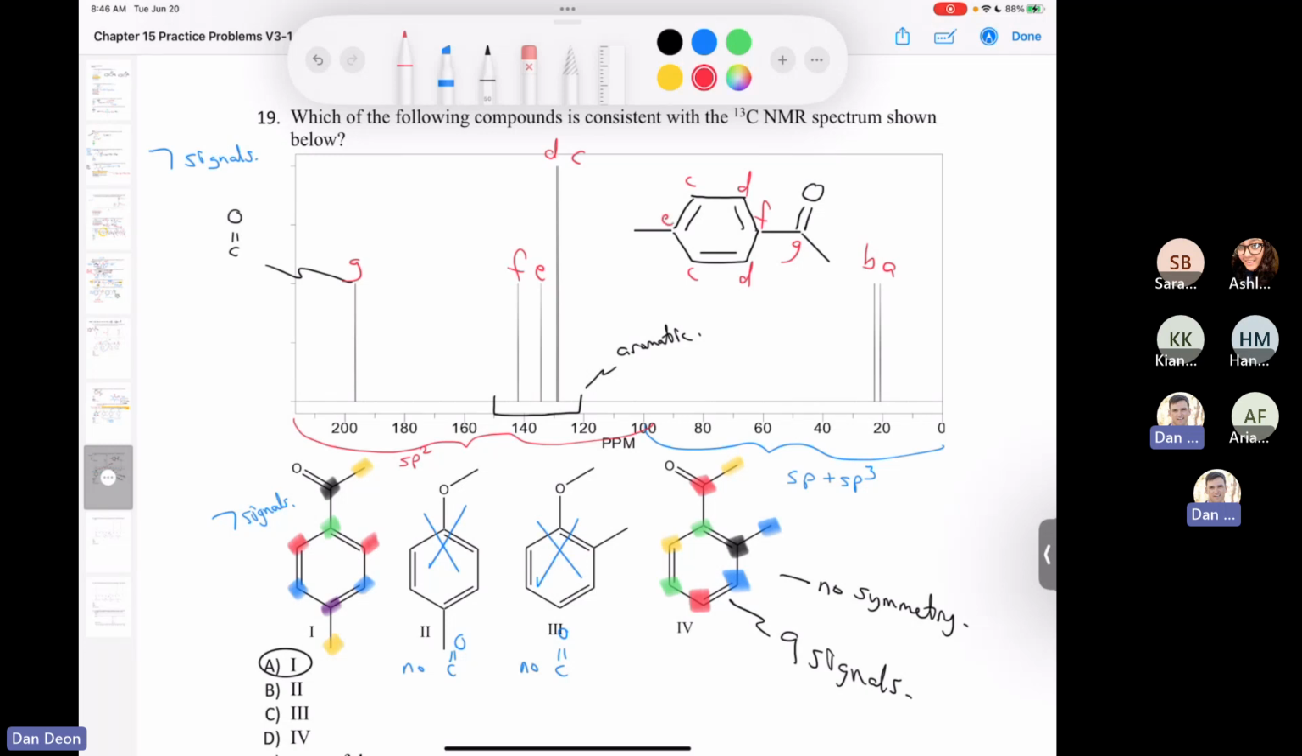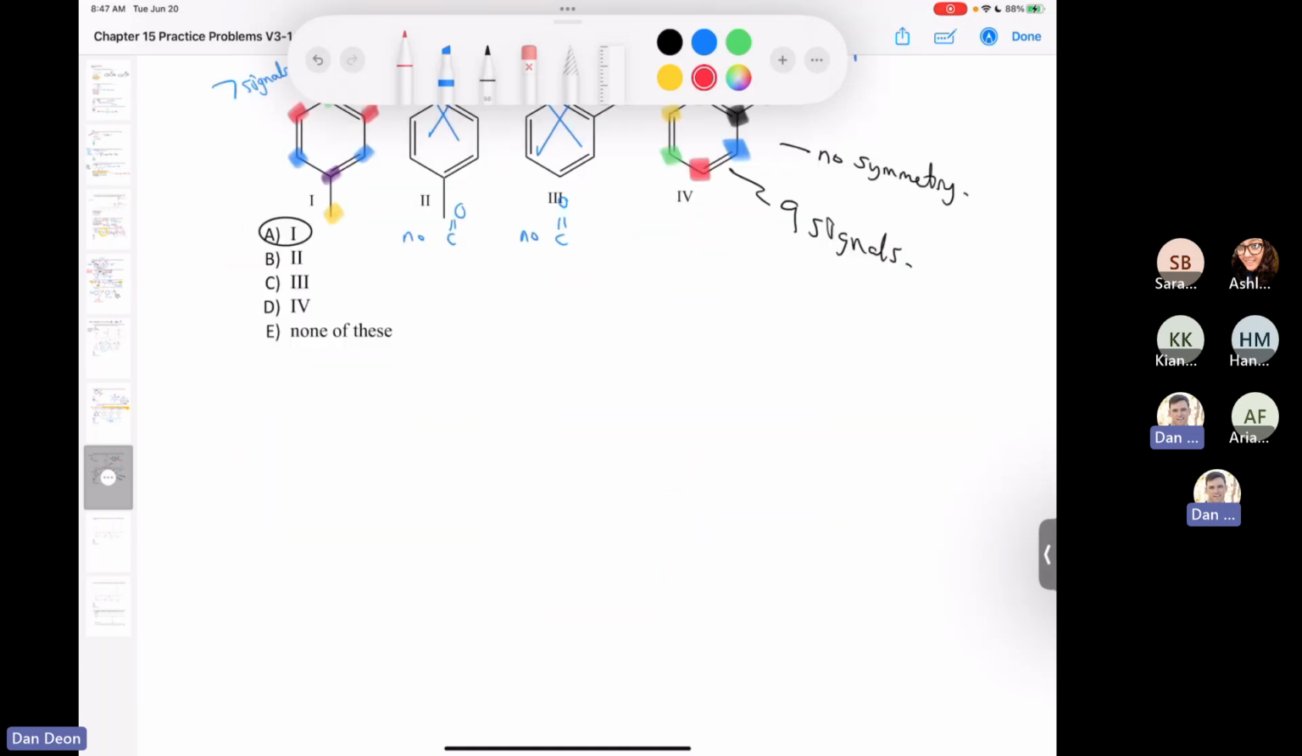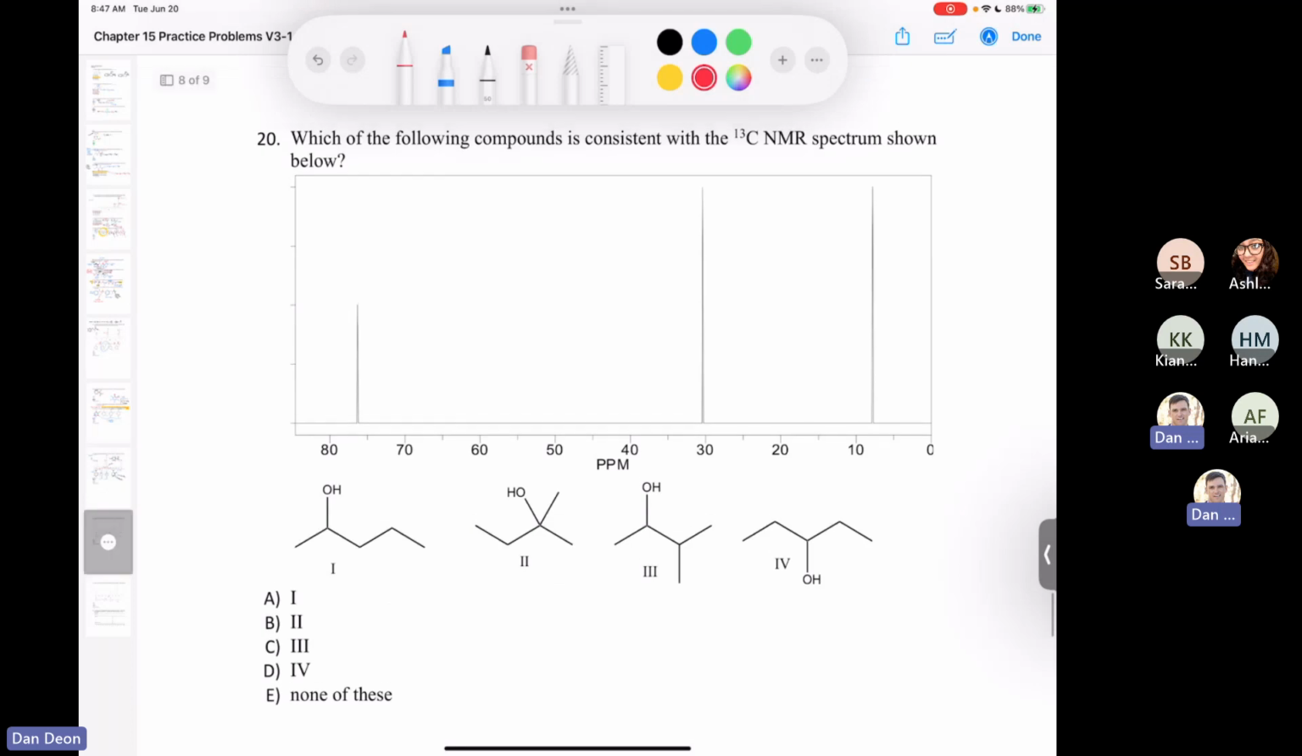Then we have B and A. I would say that B is probably the one closest to the carbonyl because it's more deshielded. And then you have A down here. And again, that's my best guess at annotating this, but that's just kind of giving you an idea as to how you annotate a carbon spectrum. Let's move on to number 20.